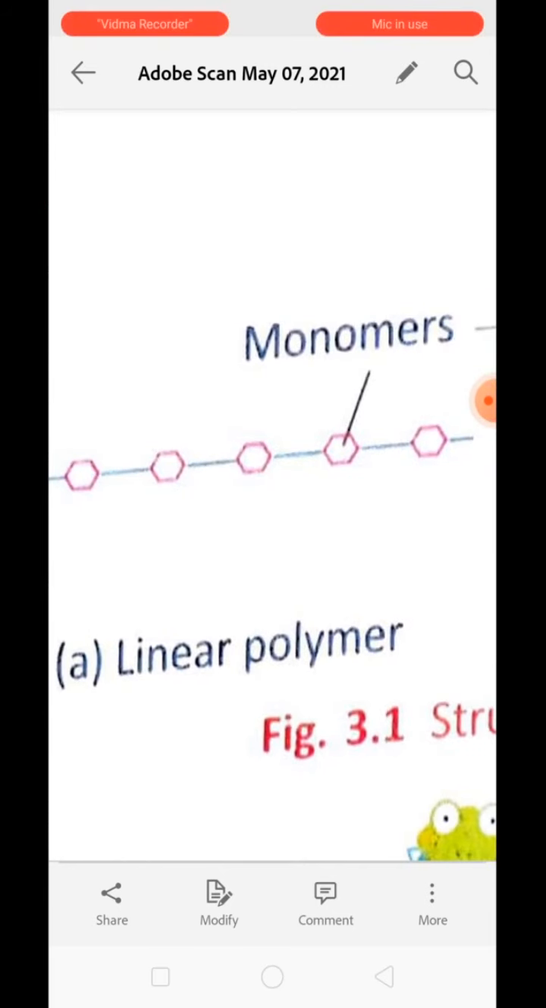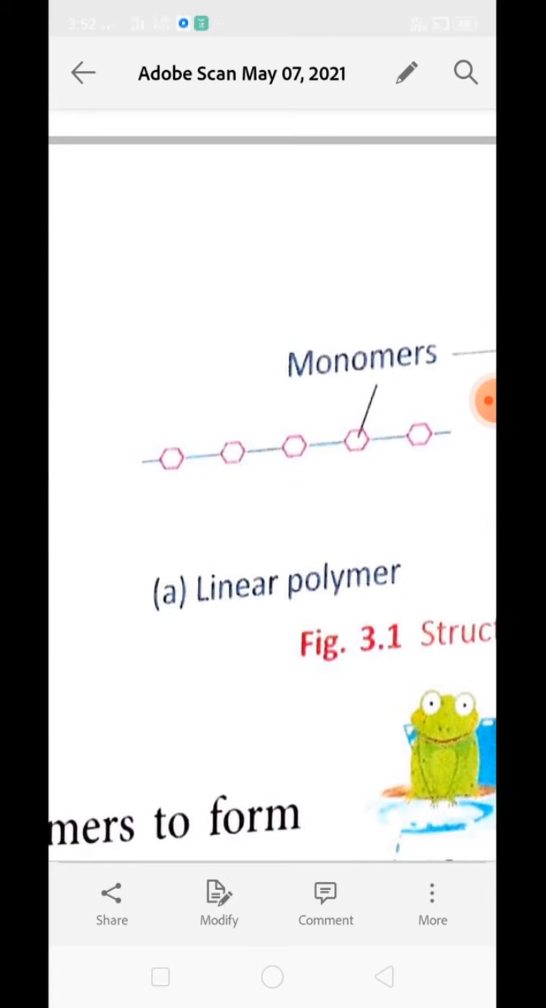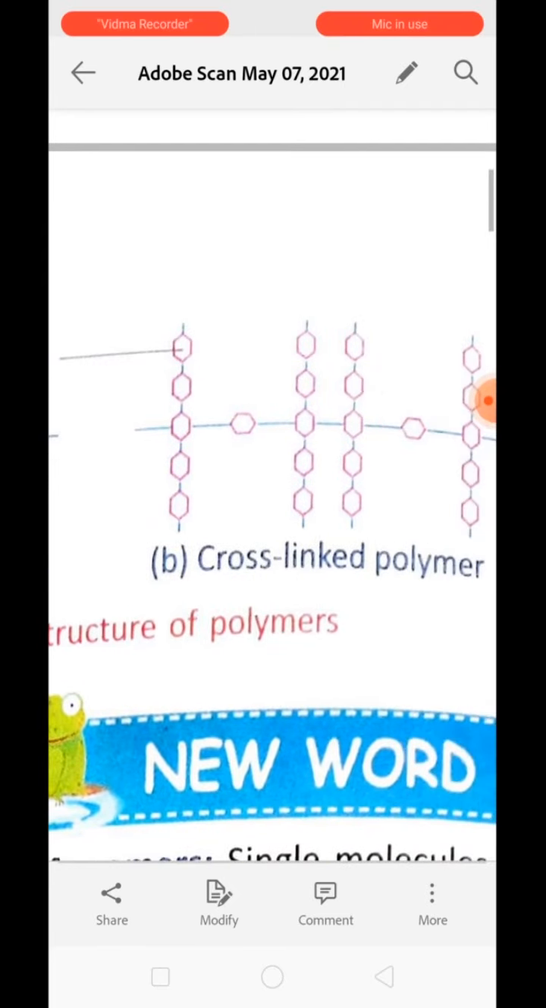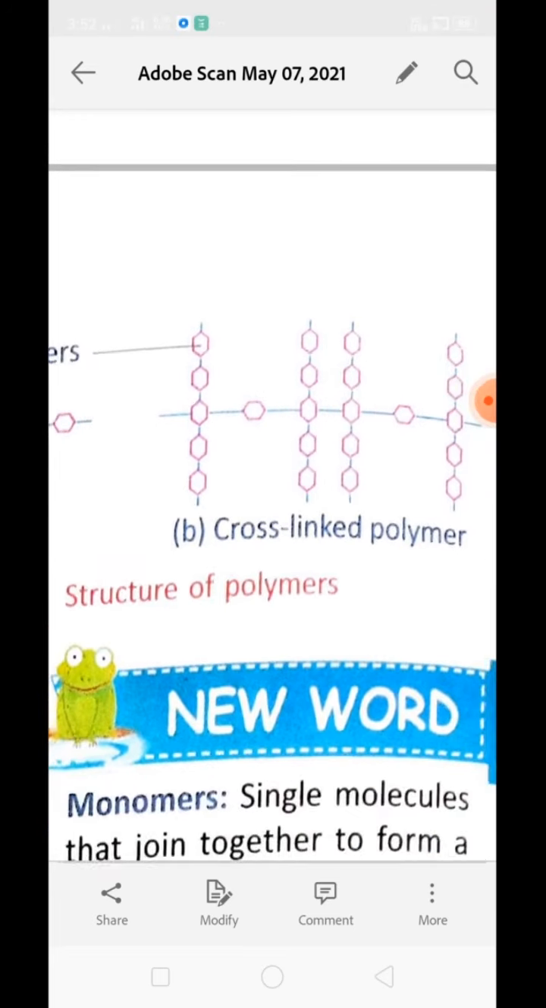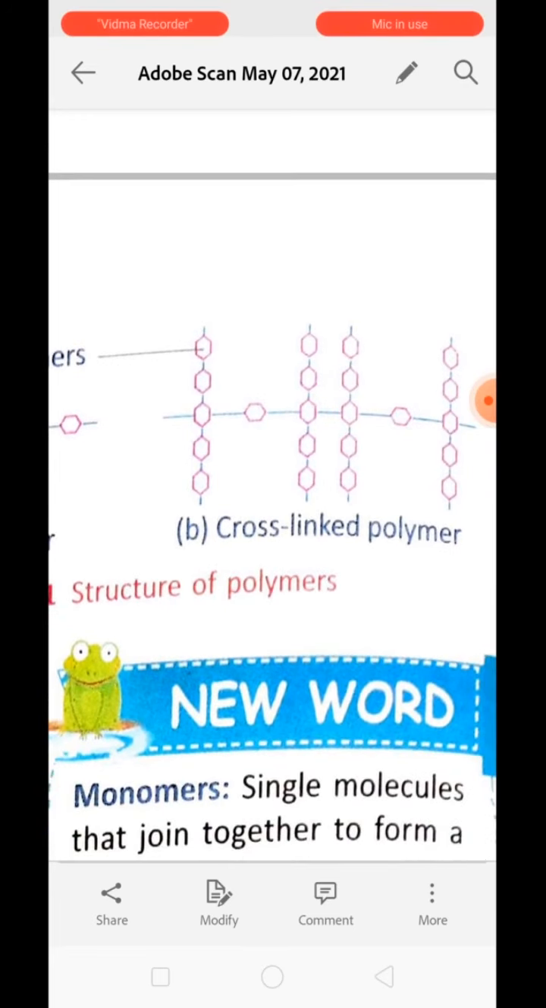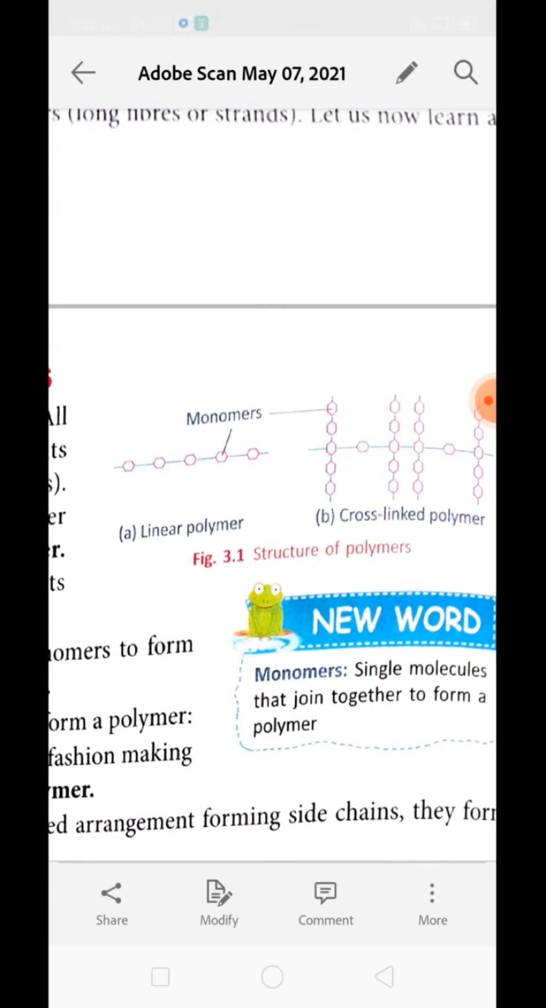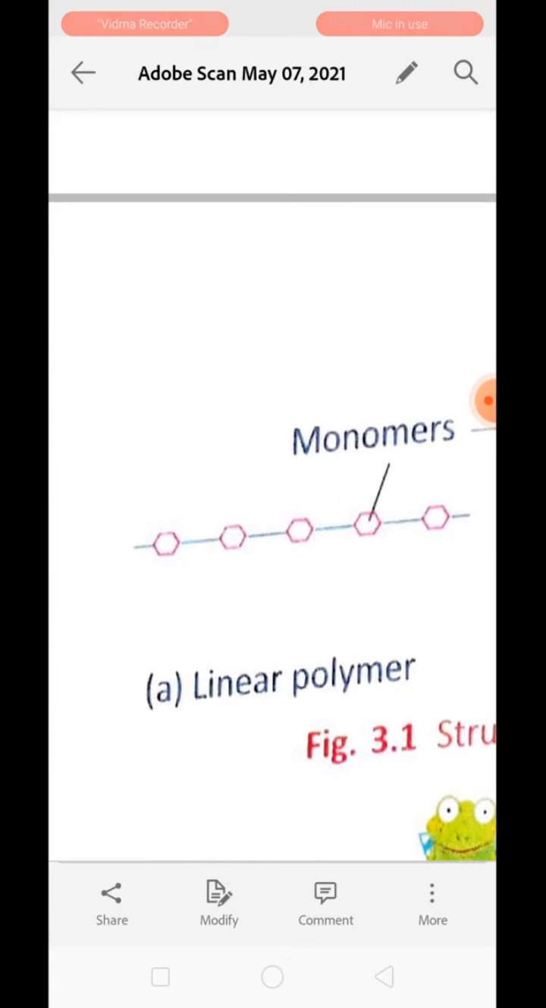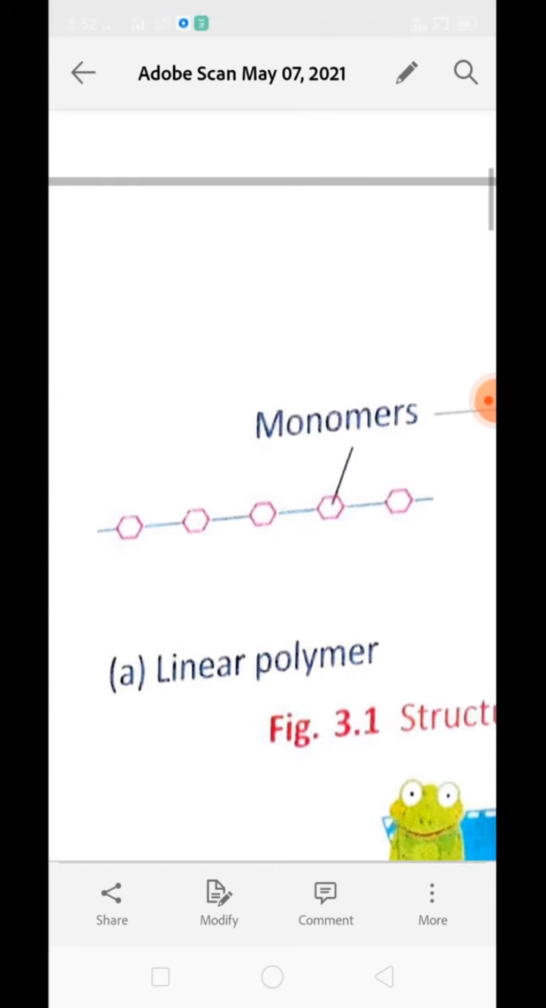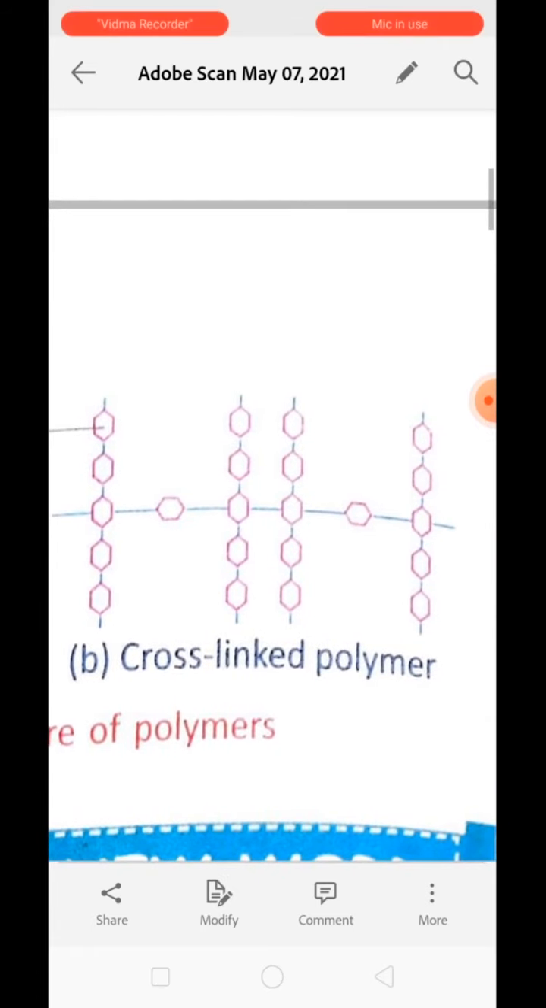Based on the structures, the chain can be in linear fashion or it can have many side chains, or we can say cross-linked fashion. Depending upon the structure, the polymers can be of two types. The one in which the monomers are joined together in a linear fashion is said to be a linear polymer, whereas the one where monomers are joined together in a cross-linked arrangement forming many side chains is said to be a cross-linked polymer.